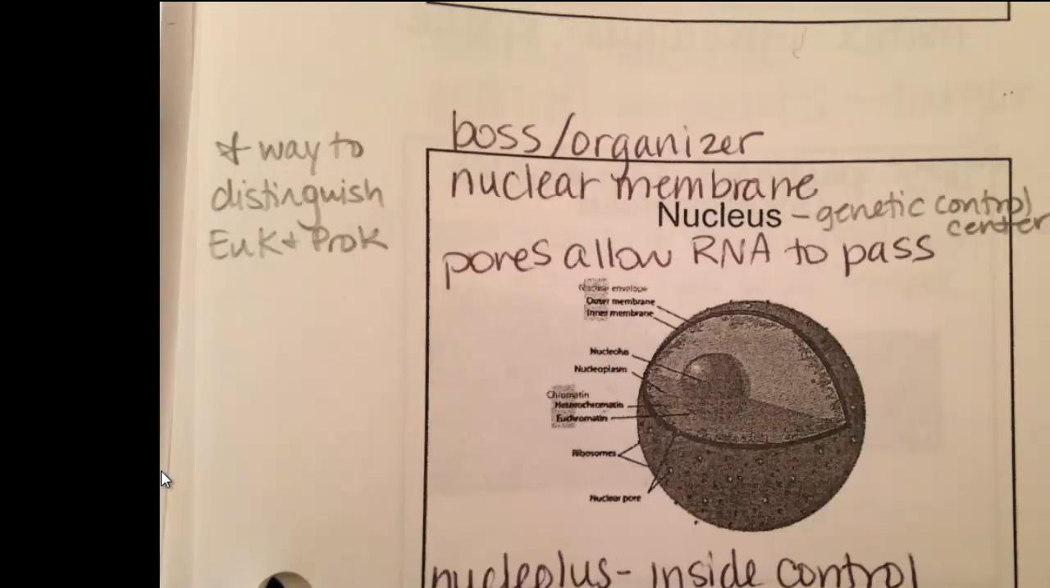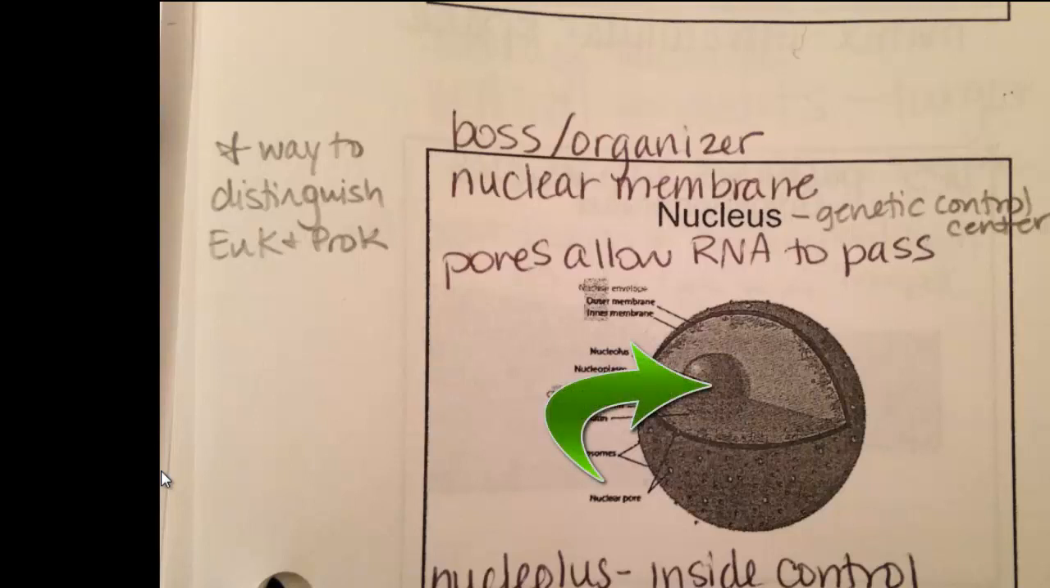The nucleus is going to be the boss or the organizer, the control center. It is also enclosed by its own membrane, the nuclear membrane. This is the genetic control center. It keeps and houses all of the DNA inside of the nucleus. It does have pores on the outside that allow RNA to pass through, because the RNA, we said, is the only part that gets to go outside of the nucleus and take the directions to the ribosomes where it can make the proteins.